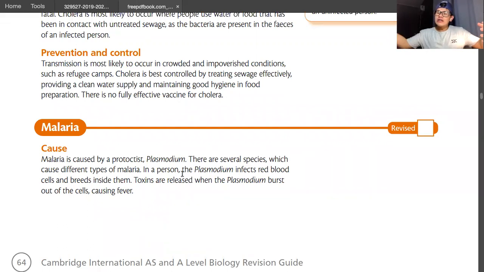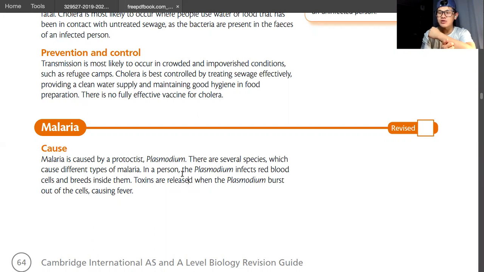Once it gets into your body, for example when you have been bitten by the vector, which I will discuss later, the vector for malaria, Plasmodium, is the mosquito, and you are bitten by the female Anopheles mosquito.